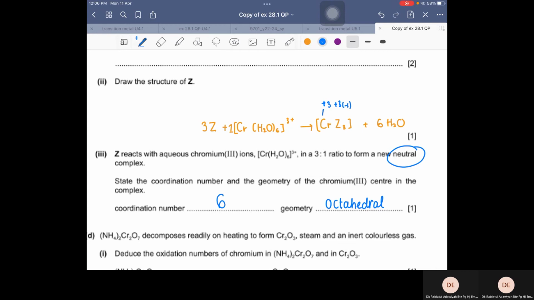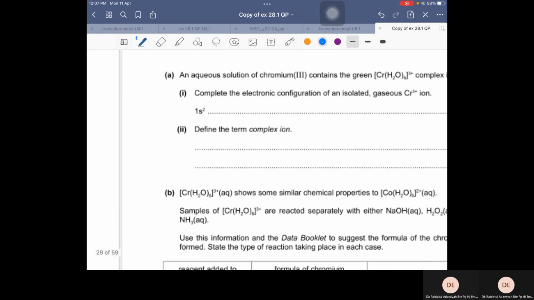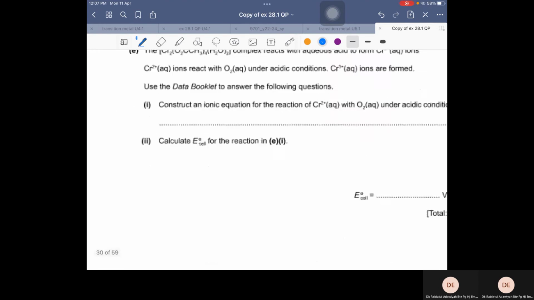Okay, if you're done with that, the last question of the day would be question 38, part D. Question 38, part D. Okay. Right. So my diagram is cut off.